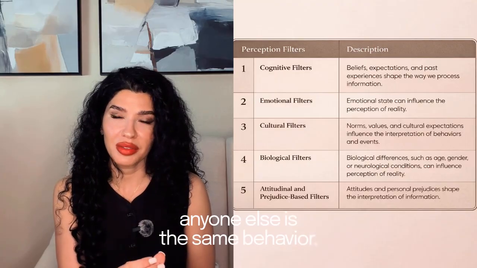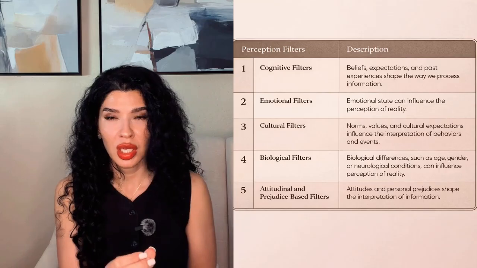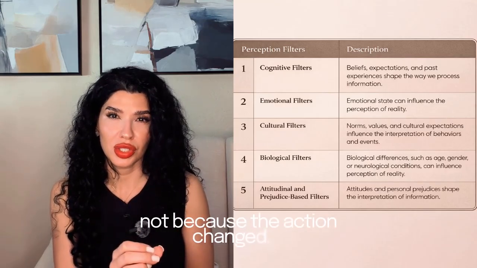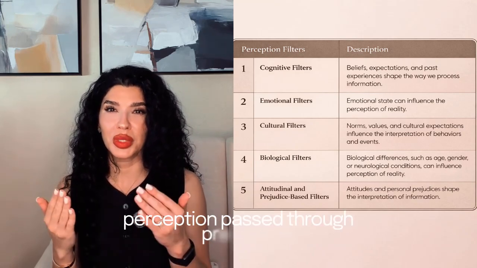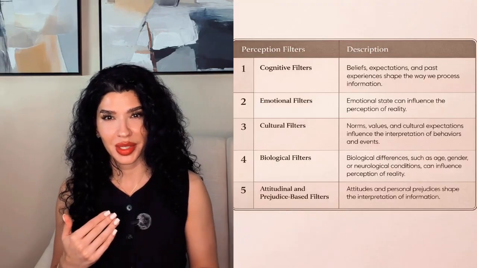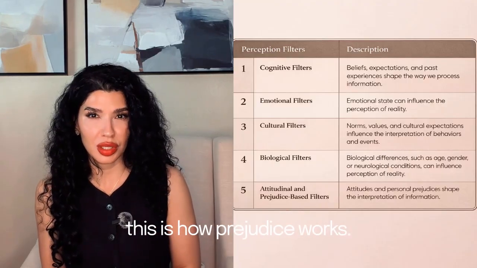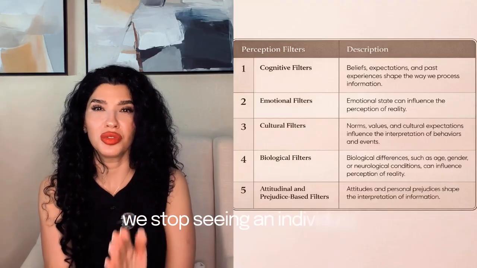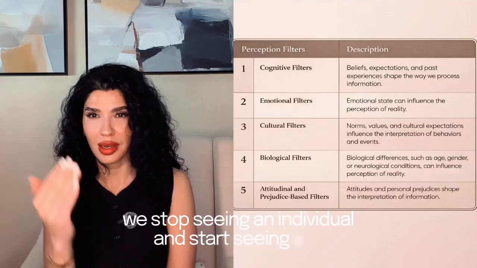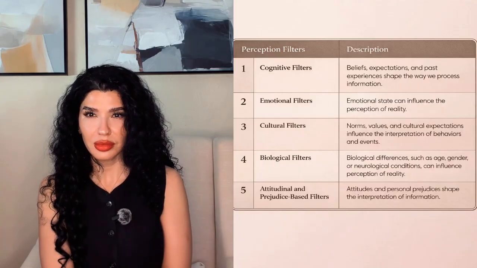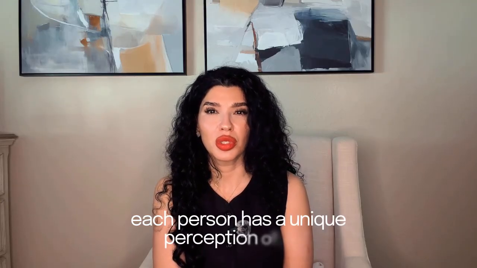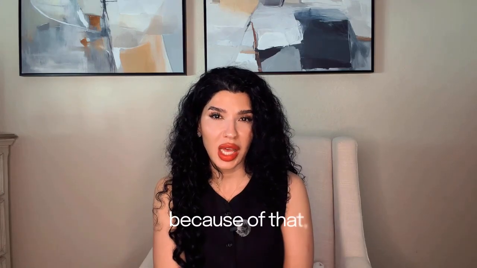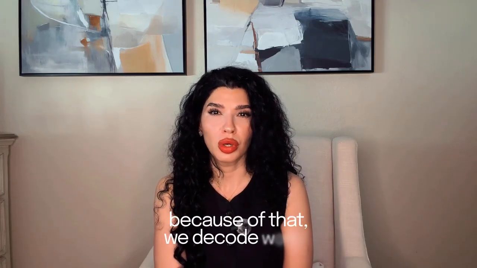It's the same behavior, just a different interpretation. Not because the action changed, but because the perception passed through a pre-existing belief system. This is how prejudice works. We stop seeing an individual and start seeing a label. Why does this matter? Each person has a unique perception of reality. Because of that, we decode words differently.